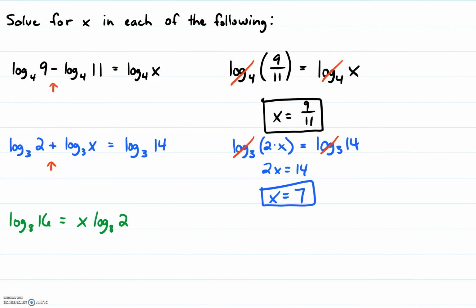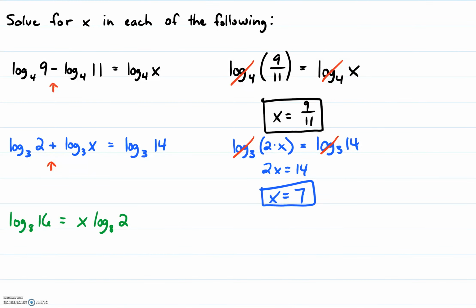So now we've looked at the quotient and the product properties of logs. The last problem is going to use our power property of logs. And so notice we already have log base 8 16 is equal to x log base 8 2. Now here's where you have to be careful. We don't have log base 8 of something is equal to log base 8 of something. We have log base 8 of something is equal to x times log base 8 of something.